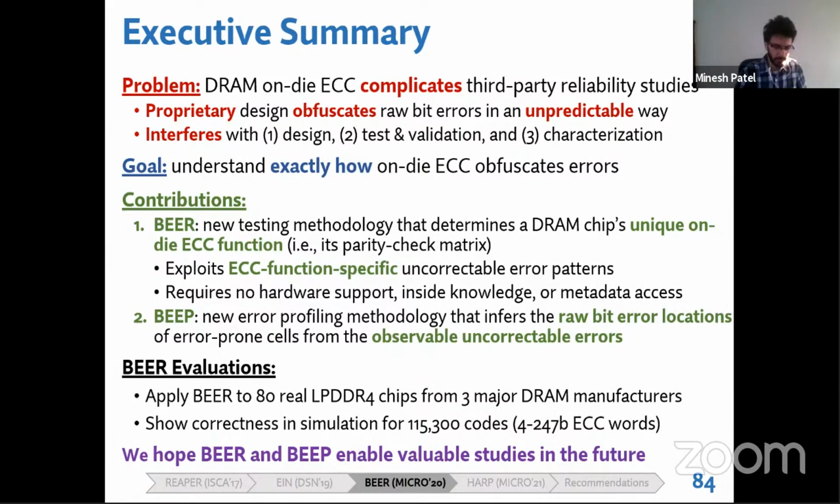Yeah, that's an important point. So we haven't attempted to do so, but we believe it should be possible for both this and some of the other works like EIN, for example. And this is because, so I'll use these two as an example, EIN and BEER, at some level, both rely on the statistics of the errors. So we're not looking at a single ECC word here. We're looking at the distribution of errors across all the ECC words in the device.